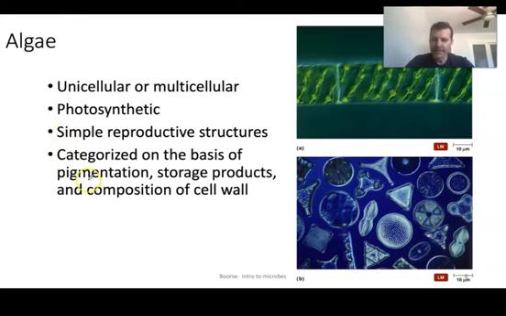They have different pigments to allow for that photosynthesis. You may have heard of green algae, like this one has a green pigment, but there's also red algae and brown algae, etc. And then another thing, because all algae are going to have a cell wall, the structure of their cell wall is going to be another important way in which they are classified and grouped.